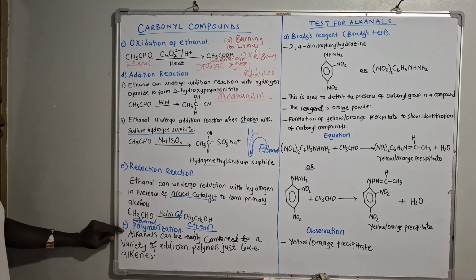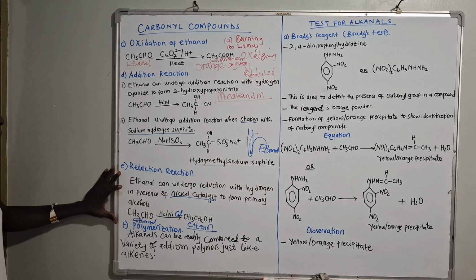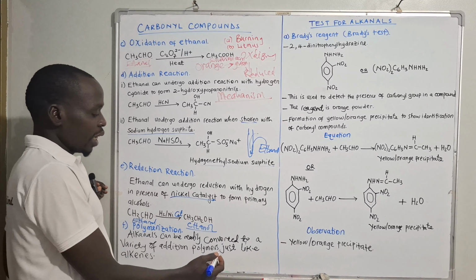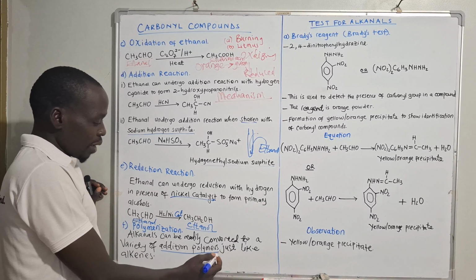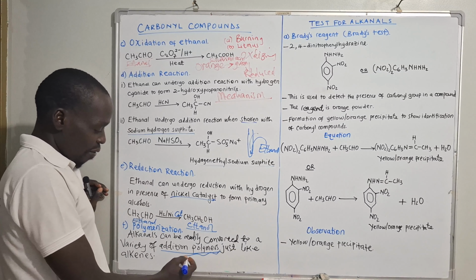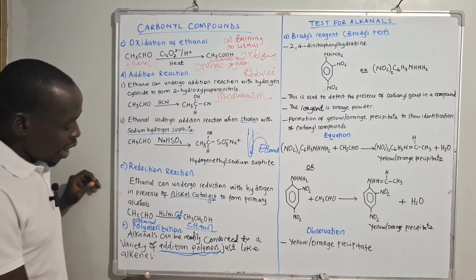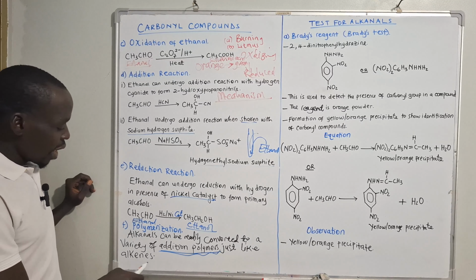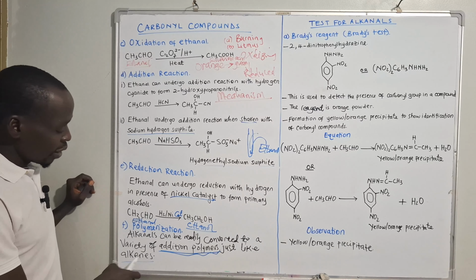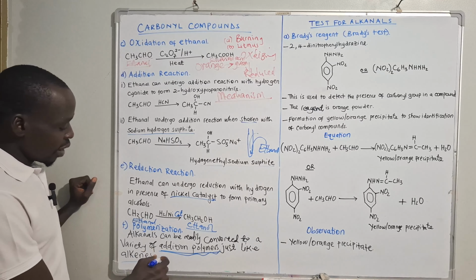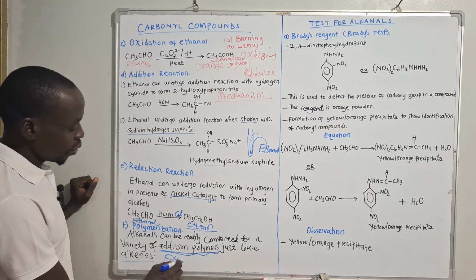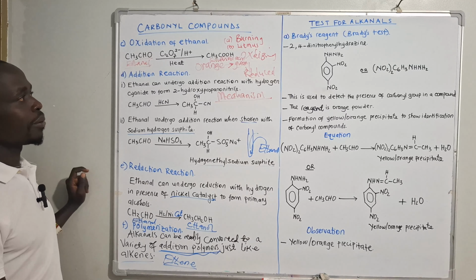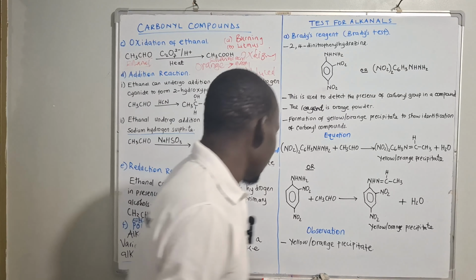Now, when you come here to polymerization, we said alkenes can be readily converted to a variety of addition polymers, and we said addition polymerization is simply the joining of unsaturated molecules to form what we call polymers. Just like alkenes, the best example we are talking about is ethene, which can undergo addition polymerization to give us what we call polyethene. So we are done with that part.